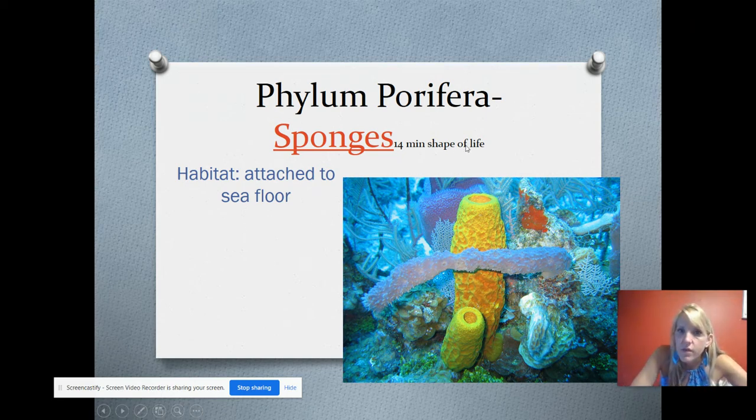This is a great video. I'm not going to show it on here. You can watch it on your own. It shows all the characteristics of animals, and it has a really good clip in there where they put dye around the outside of a sponge, and then you can see the yellow dye go into the sponge and come out the osculum. That's really cool. It's my favorite part.